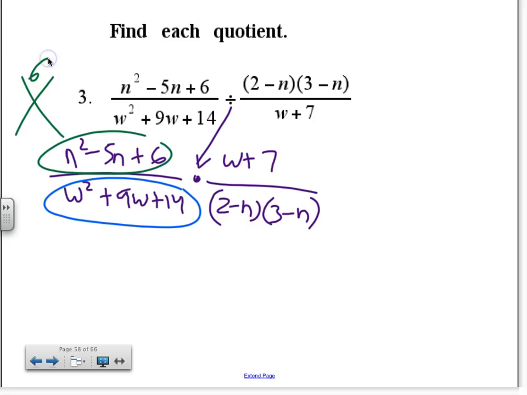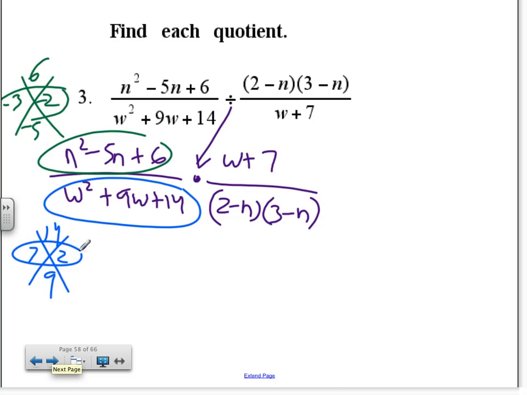Negative 5. 6 on top, negative 5. What times what is 6 and added to negative 5? 3 and 2. Negative 3, negative 2. Very good. They're both negative. That will work. What about the bottom? 14 and 9. 2 and 7. That works just fine.